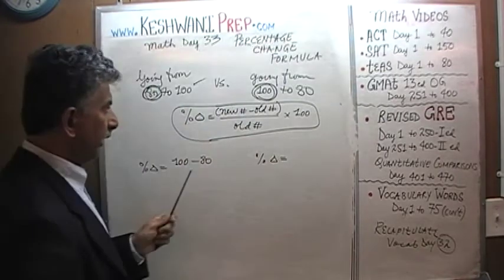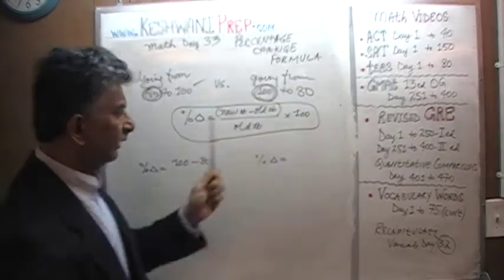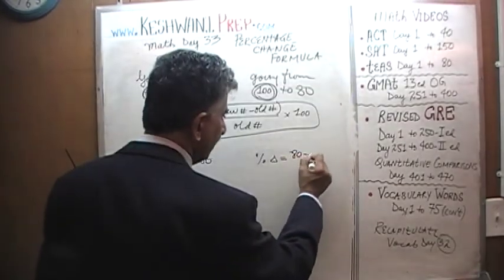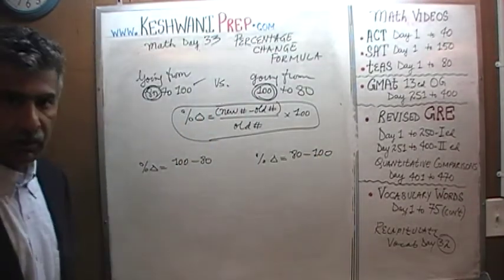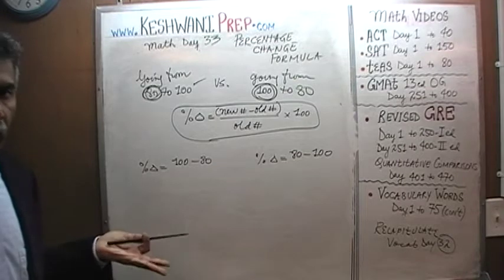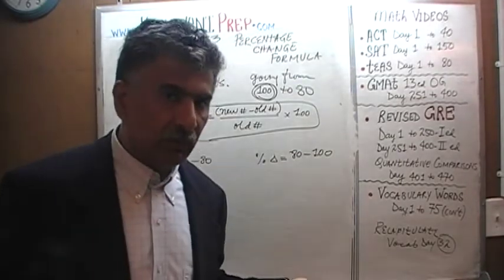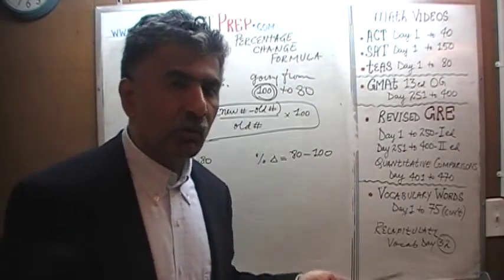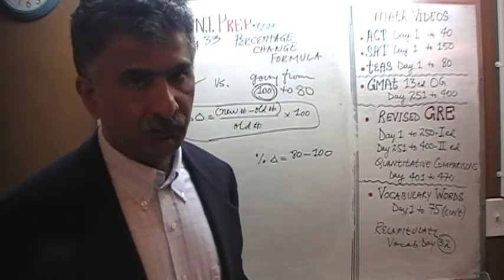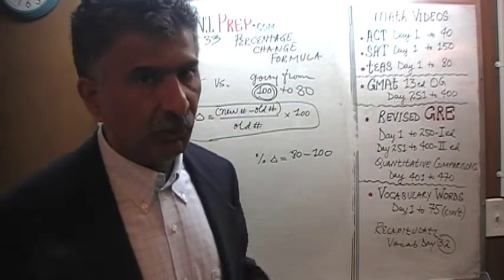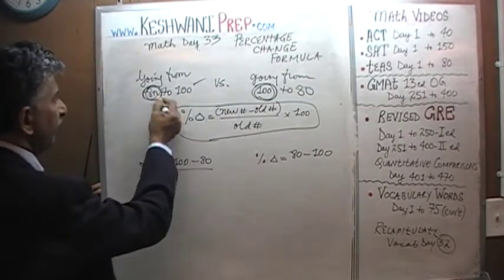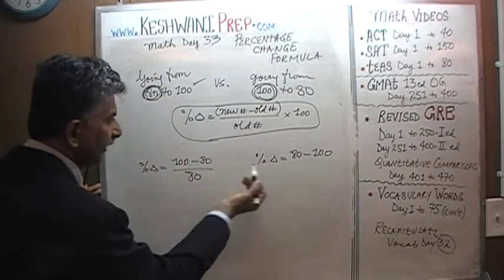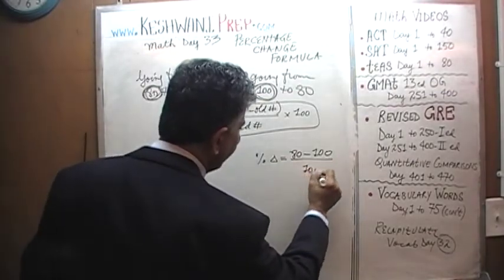If you want to do it again, the new number here is 80, minus the old number. As you can see, here we get positive 20, here we get negative 20. The numerator is the same. What is going to give us a difference in the answer when we're talking about percentage changes is what we compare this change with. Well, we compare the change with the starting point, the point of reference. The starting point in this scenario is 80. The starting point in this scenario is 100.